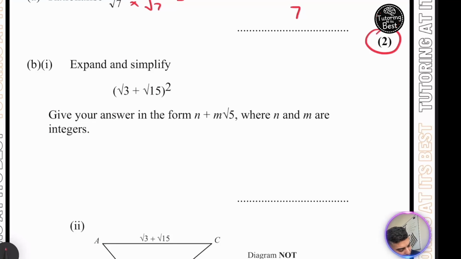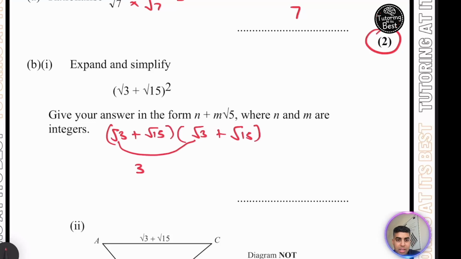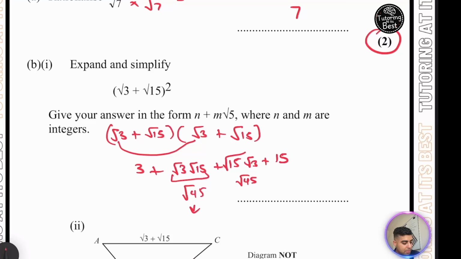So what does this mean? That means we're essentially going to have root 3 plus root 15, root 3 plus root 15. We're going to multiply it out. So 3 and 3 gives us 3 plus root 3 root 15 plus root 15 root 3 plus 15. Then we need to simplify this right away. We know that this can give us root 45 and root 45. But we know that this can be simplified to root 9 and root 5. Or should we say 3 root 5.